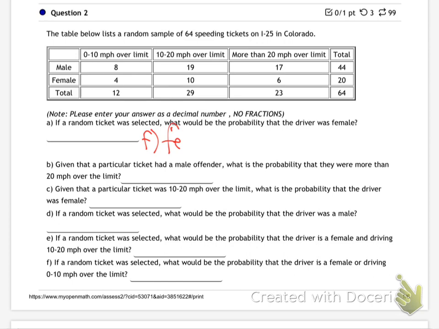Probability female or 0 to 10 miles per hour over. That's what they're basically asking. No given at all. Nothing given at all. Just, there's no given on part F. It's just saying, hey, if you just grab somebody at random out of the whole group, what's the chance they're either a female or 0 to 10 miles an hour over?